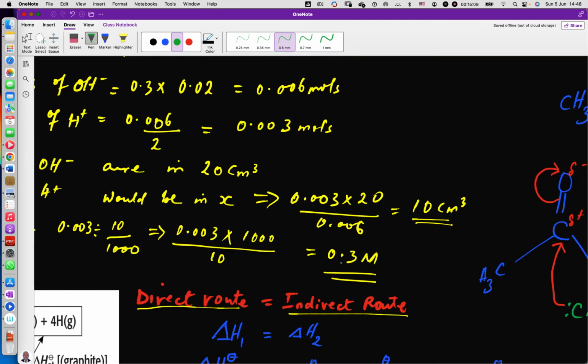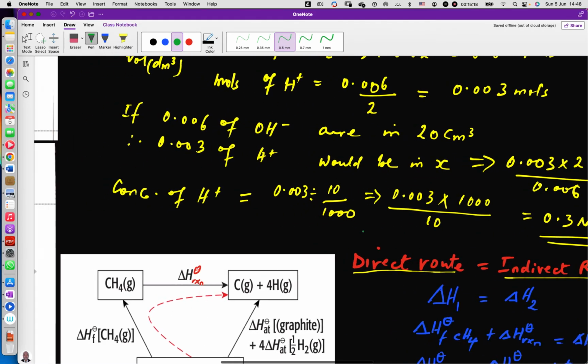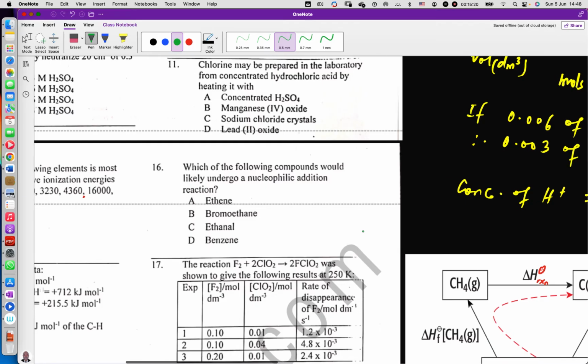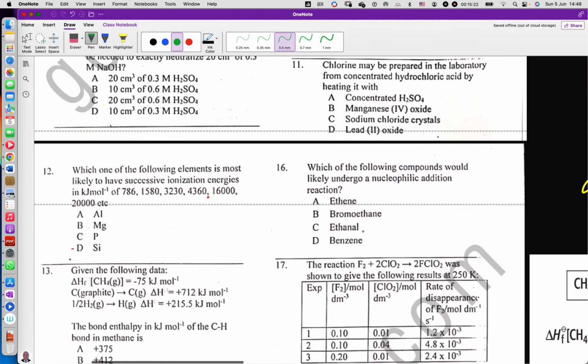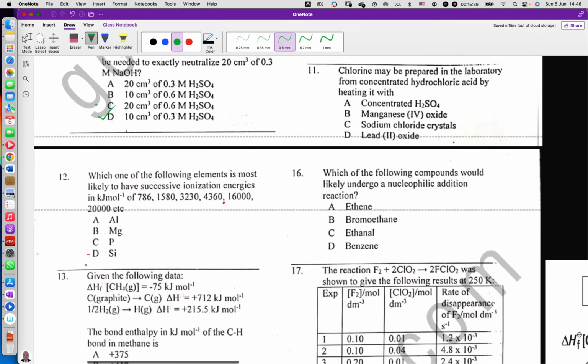So the acid has 10 cm cube and 0.3 molar. Let's go to our answer column and see it there. 10 cm cube and 0.3 molar. Okay, it is D. D is 10 cm cube of 0.3 molar sulfuric acid. So D is our right answer. Now let's go to question number 7.